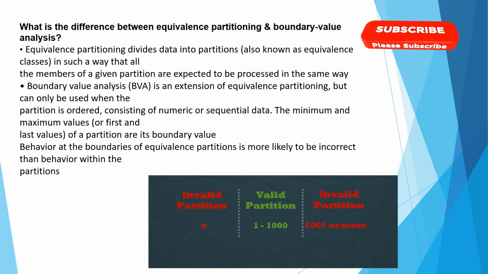Equivalence partitioning divides the data into partitions known as equivalence classes in such a way that all the members of a given partition are expected to be processed in the same way. Boundary value analysis is an extension of equivalence partitioning, but it can only be used when the partition is ordered and consists of numeric or sequential data. The minimum and maximum values of the partitions are at its boundaries. Behavior at the boundaries of equivalence partitions is more likely to be incorrect than behavior within the partitions.